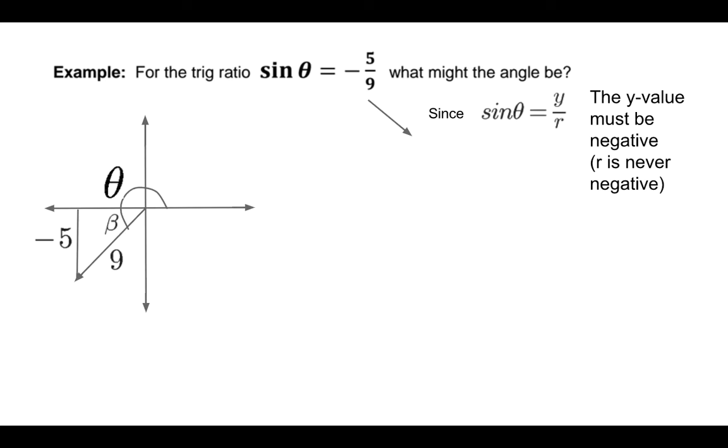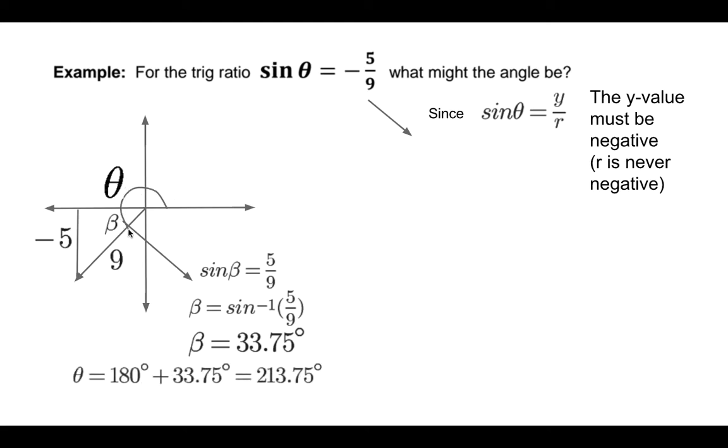So now all we have to do is find beta. We do the sine inverse of 5/9, again dropping the negative so that we are sure to get an acute angle. If that's 33.75, then the entire angle would be 180 plus 33.75. So that's the one place where y could be negative.